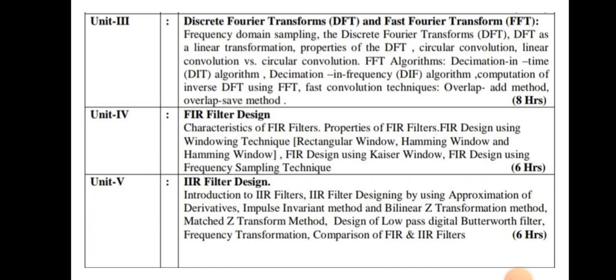and IIR filter. So many of you will be new to all these terms, so that's why we will not go into detail of the syllabus. We will just read out the points so that you get friendly with all these terms, because we have to study all the points in detail. So you must know the terms which we are going to study in this subject.